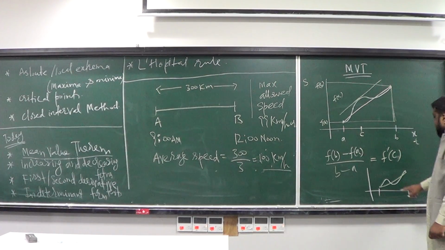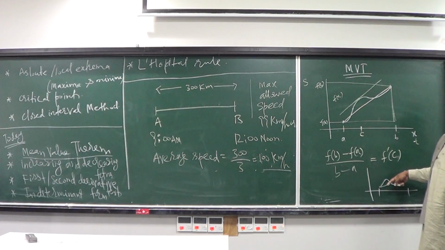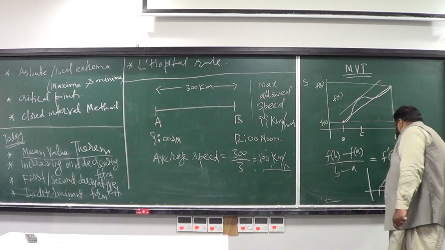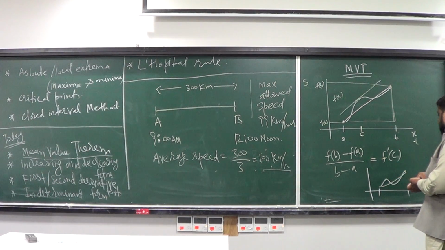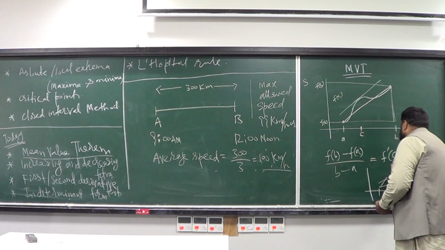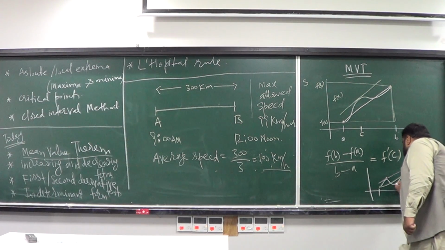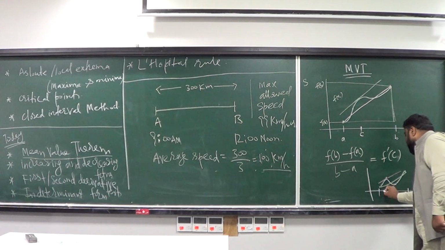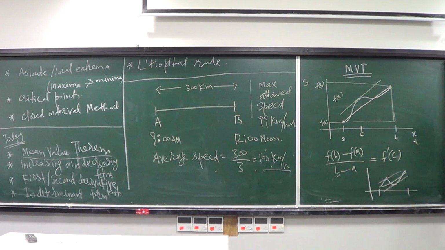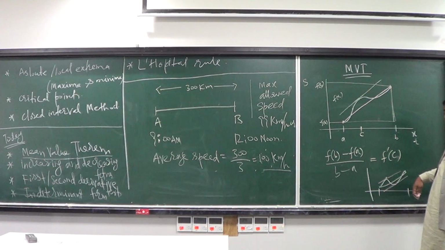So I would say, is there a point on the curve where if I draw a tangent line, that tangent line is parallel to this secant line? The answer is yes, actually. Think about it. One point is this. At this point, if I draw a tangent line, it is parallel to the secant line. And interestingly, there is another point where if I draw a tangent line, that tangent line is also parallel to the secant line. Are you getting the point?